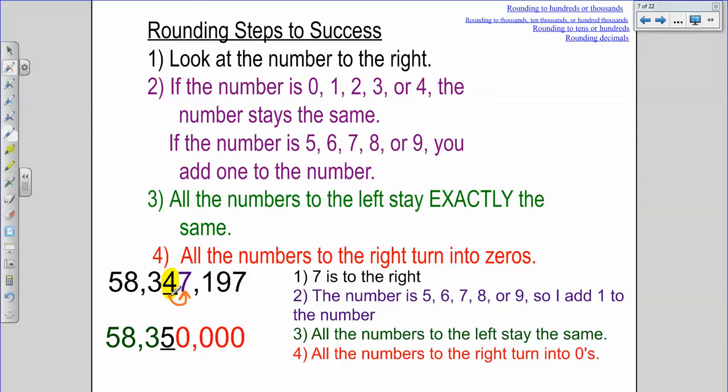Okay, so our 7 is greater than 5. It's 5 or above. So notice that my 4 now becomes a 5. So I added 1. All of the numbers to the right become zeros. The numbers to the left, notice, stay exactly the same. And that's what we're going to do no matter if it's a whole number or if it's a decimal.